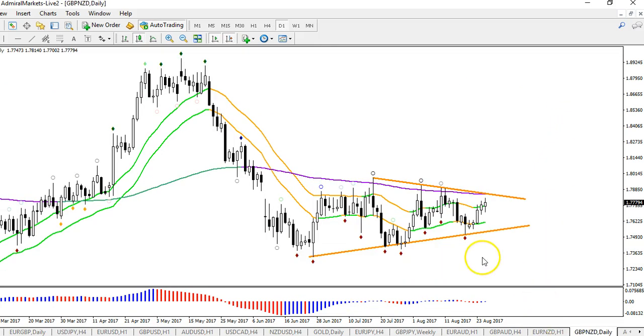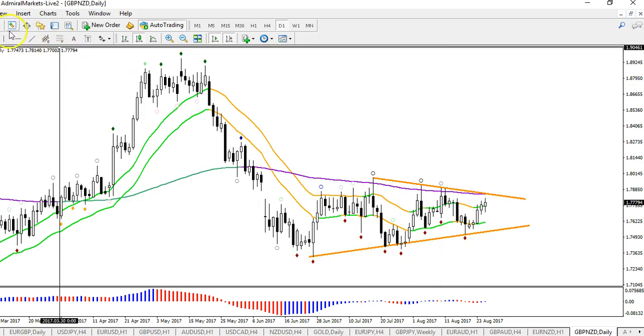Pound New Zealand is also a bit indecisive, just like the pound odd. Euro odd and Euro New Zealand are more decisive in their upward motion. Pound odd, Pound New Zealand are looking more corrective. In fact, this is looking like a triangle pattern, of which this is an A, B, C, D, and this could be an E. So will this triangle pattern play out?